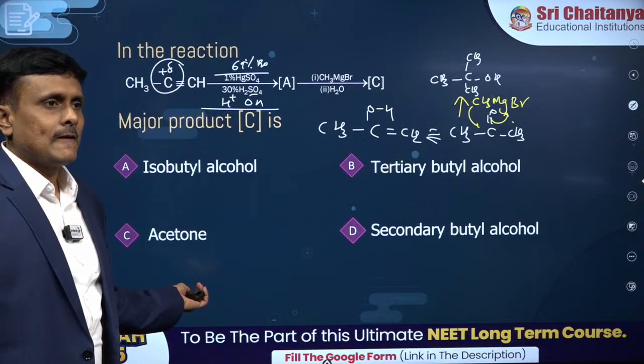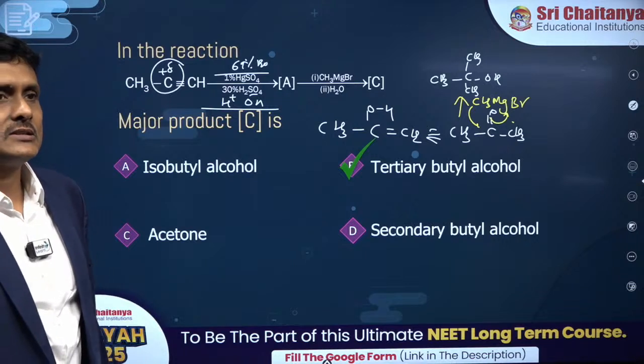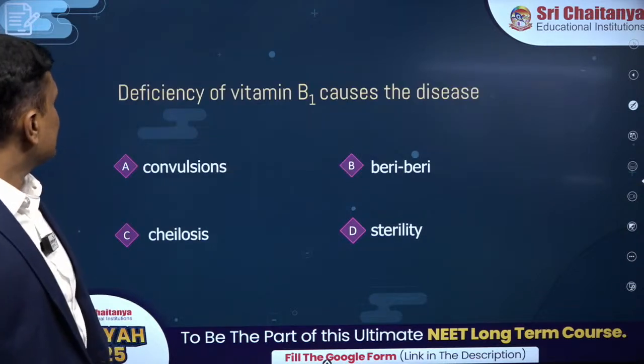How could it be? Acetone intermediate. Yes, B it will be. Brilliant.